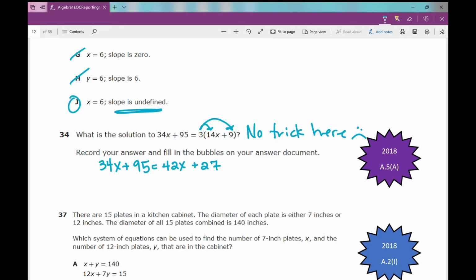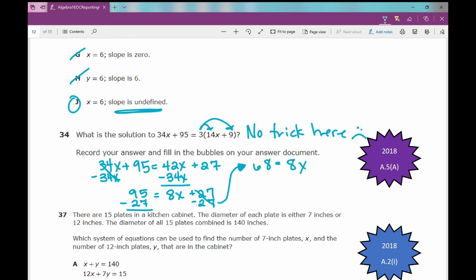So the first thing I'm going to do is move this 34x to this side. And I get 8x plus 27 equals 95. And then I'm going to subtract 27 and move it over to this side. And I get 8x, and I'm going to rewrite it up here. So this right here, 95 minus 27 is 68. So I get 68 equals 8x.